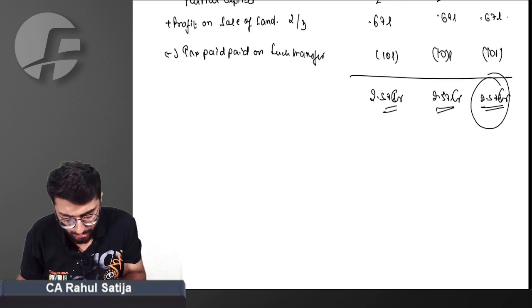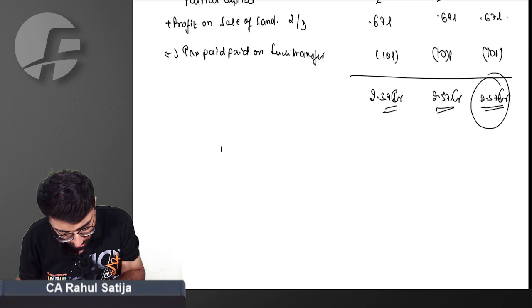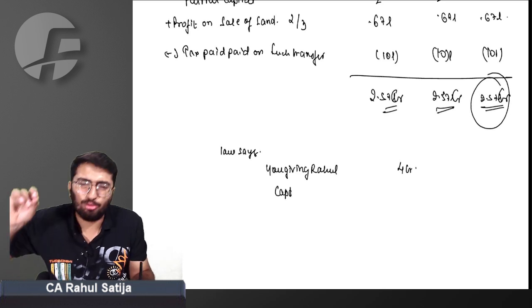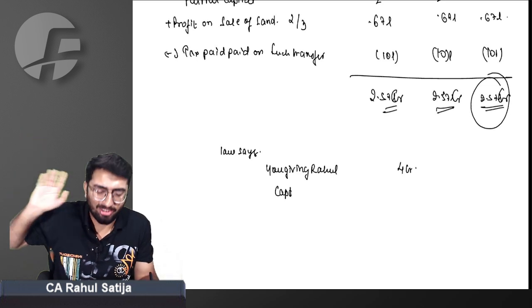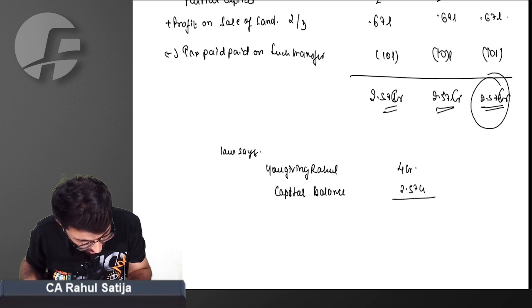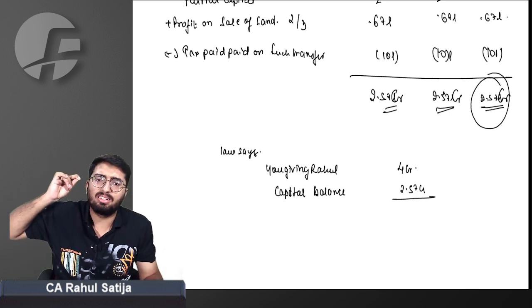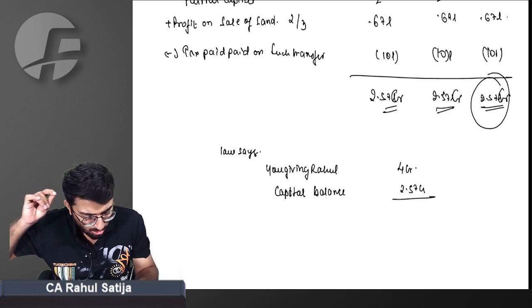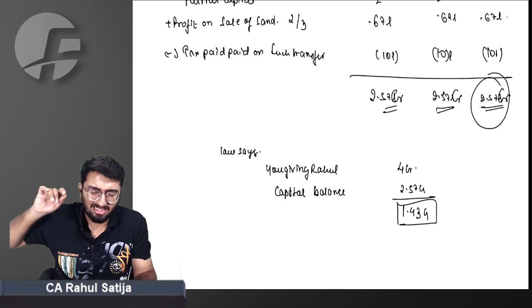Now comes into picture another section. What section, sir? Law says you are giving Rahul how much? 4 CR. The worth of land you are giving is 4 CR. His capital balance is 2.57 CR. How much excess you are giving against his capital? Just calculate with me. 1.43 CR you are giving in excess of his capital.